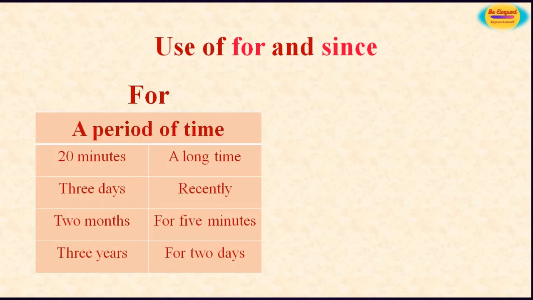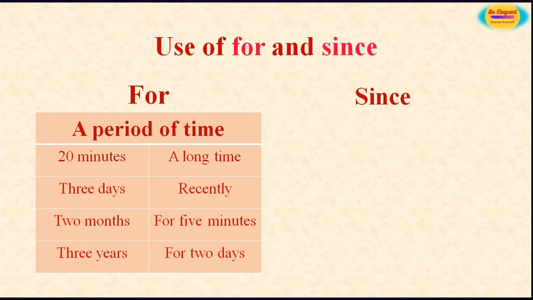Use of for and since. The specific words for and since are used in the sentence to show the time of action. The word for is used if the exact starting time of an action is not known, but only the duration of time for which the action was being continued is known. Example: 20 minutes, 3 days, 2 months, 3 years, a long time, recently, for 5 minutes, for 2 days.